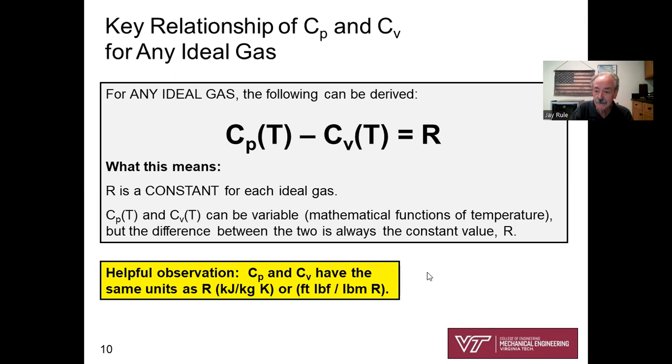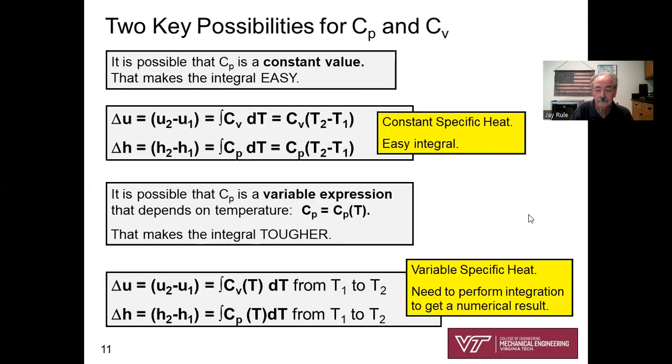CP and CV have the same units as R, kilojoules per kilogram degree K. Now, we're getting into some details, but don't panic. It's possible we pray for CP and/or CV being a constant number. That's what we hope we can have for our engineering problems. We would love CP to be a number. We'd love CV to be a number, because why?